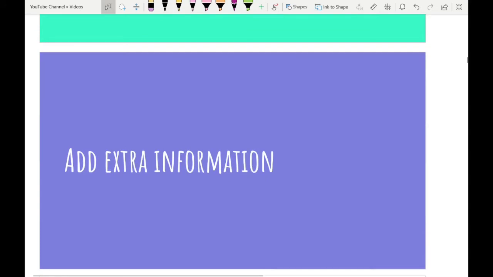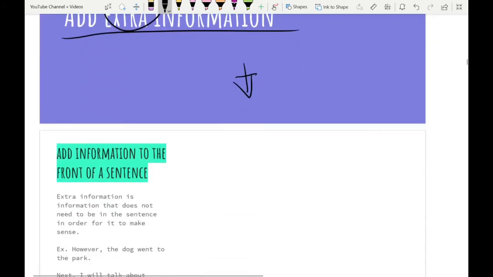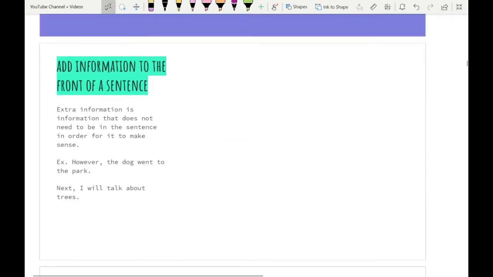So today we're going to be looking at using commas to add extra information. So what do I mean by this? Well, let's take a look. There's a couple ways that you can do it. So we can add information to the front of a sentence. This is the very beginning of it. Extra information is information that does not need to be in the sentence in order for it to make sense.